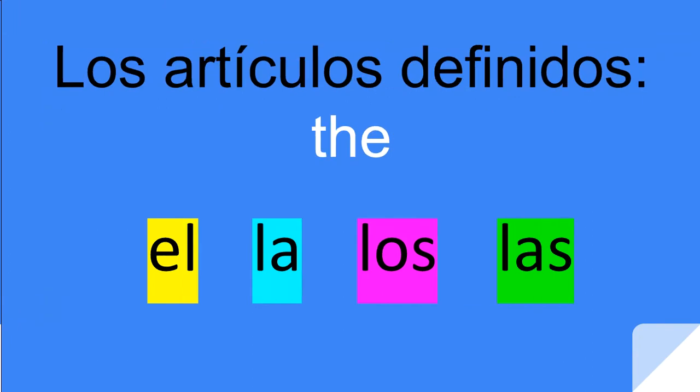Remember, definite articles are a type of adjective. The word the is a type of adjective. So, el libro, la mesa, los libros, las mesas. We have to use the appropriate form of the. We also have to make the appropriate form of the adjective.